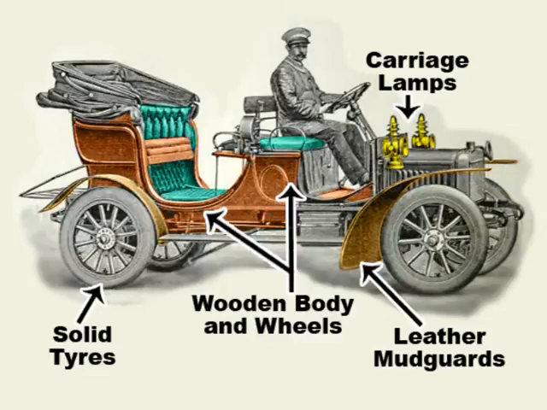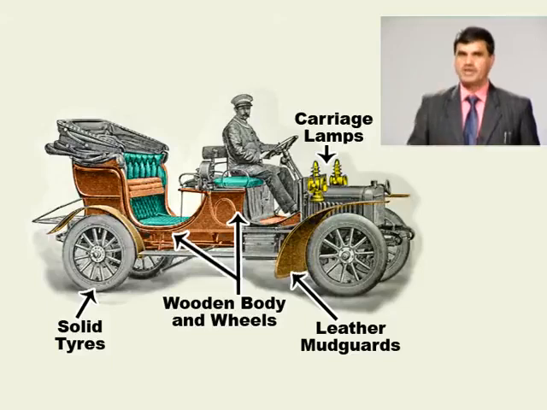Even the body of the vehicle was wooden, even the steering mechanism and the mud guards. Everything was made of those materials which were available at that time, mostly leather and wood. So, those types of mechanisms were there in olden vehicles.